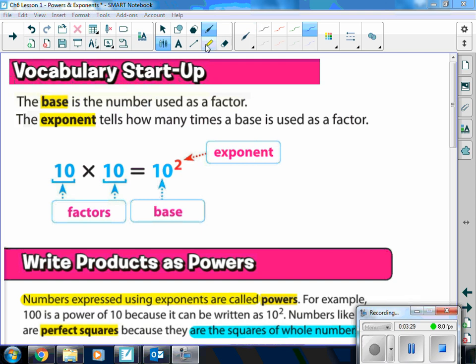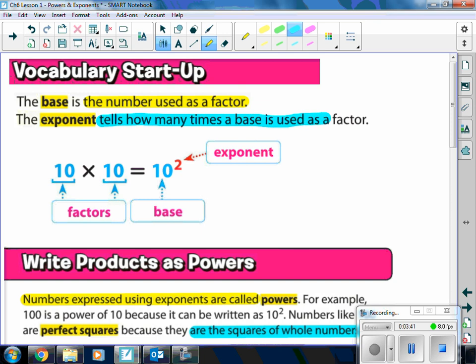The base is the number used as a factor. The exponent tells how many times the base is used as a factor. So here in our warm-up, when we were multiplying each of those counters, we're multiplying 3 times 3, 4 times 4, 5 times 5. The base, or the factors, were those 3, 4, 5.